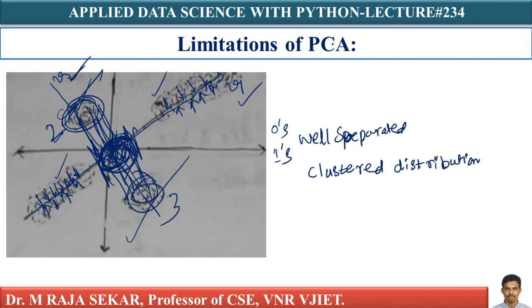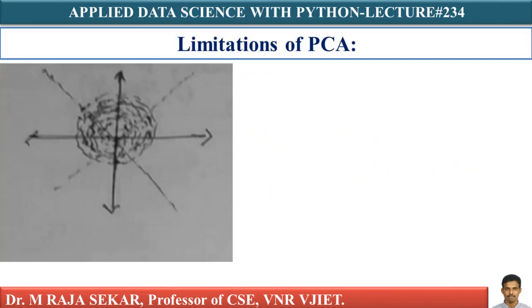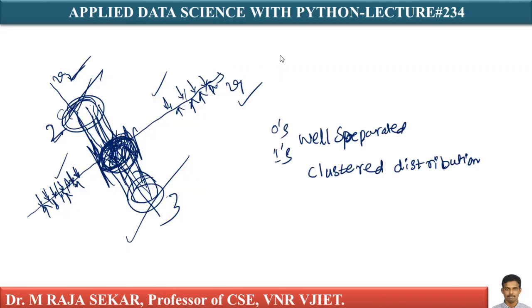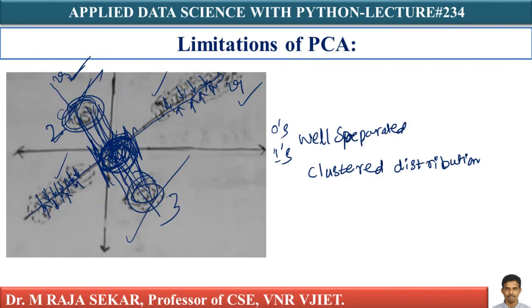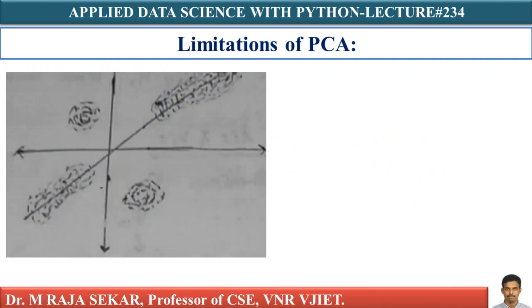But what about the first one? Case one is circular distribution. In the previous slide, this one is circular distribution, and I have difficulty with this one. Whereas this one is clustered distribution, isn't it? I have 4 clusters: cluster 1, cluster 2, cluster 3, cluster 4. This is known as clustered distribution.